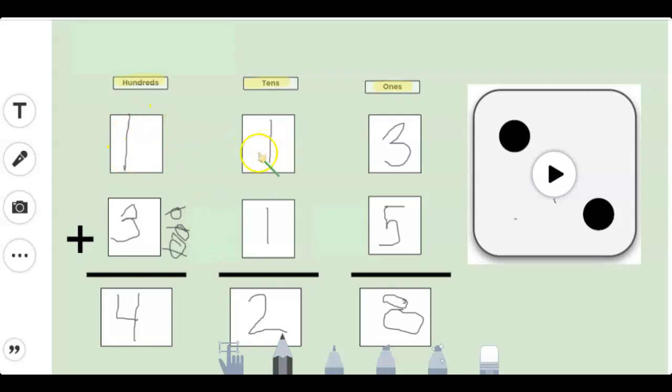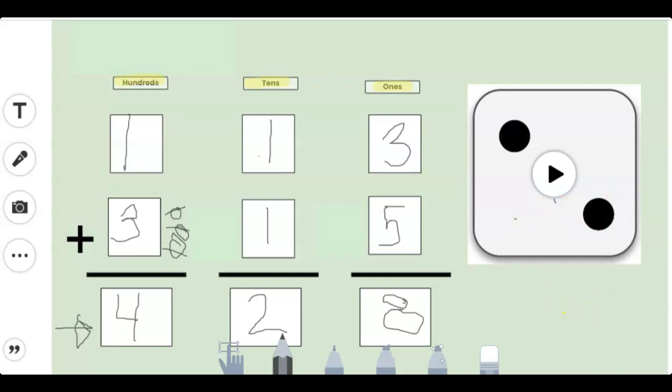113 is the first mystery number you built. 315 is the next mystery number you built. All right? So 113 plus 315 equals 428. So you see that no matter how many digits are in your number, as long as you keep the digits in the correct place, you will be able to add these numbers. All right?